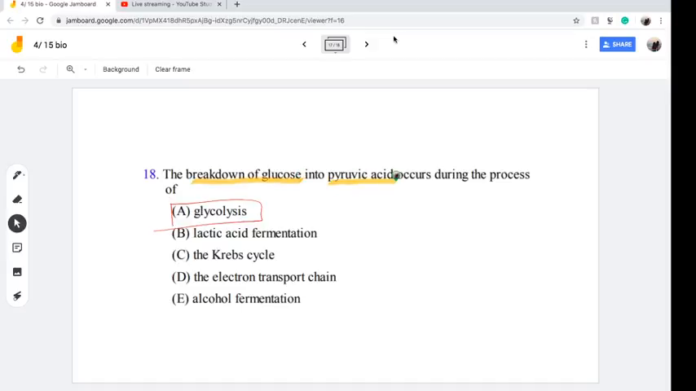And remember, we said a couple of times that glucose will be divided into 2 pyruvic acids with the process of glycolysis.